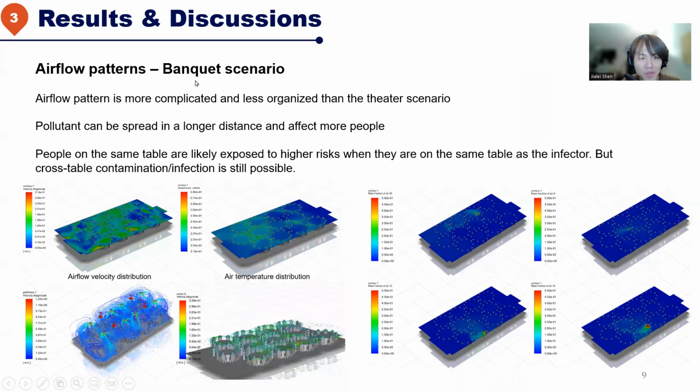This is the airflow pattern for the banquet scenario, which is more complicated and less organized than the theater scenario. We can only say that the pollutant can be transmitted over a pretty long distance, which means it can affect the people sitting at other tables.